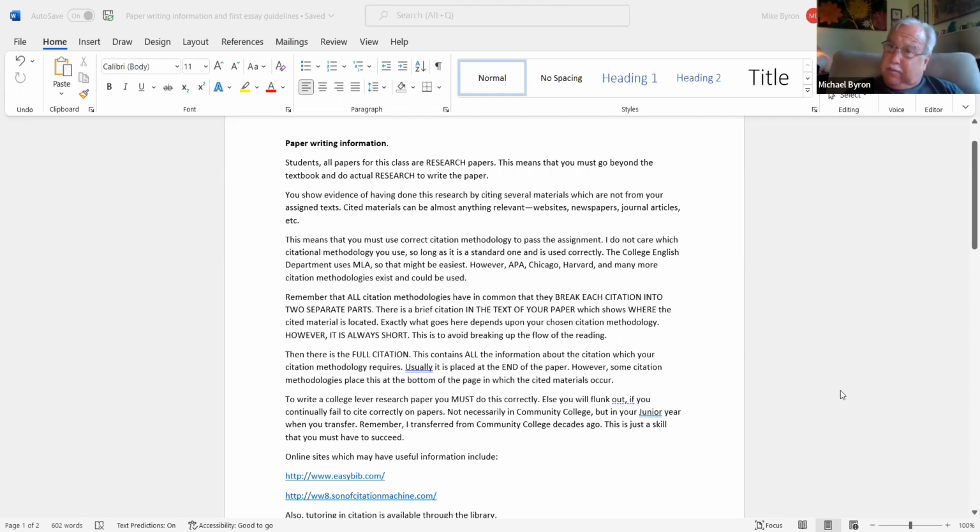That means the word research means you have to go beyond the textbook and do actual research to write the paper. You have to show evidence of having done this research, in part by citing the materials which are not from your textbook and citing them appropriately. Cited materials could be anything relevant to the paper: websites, newspapers, journal articles, etc. I don't really care what they are so much as I care that they are properly cited.